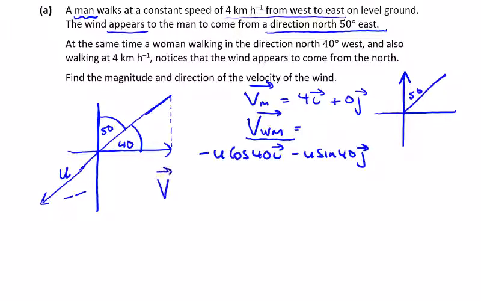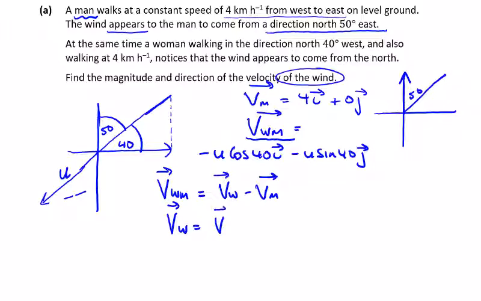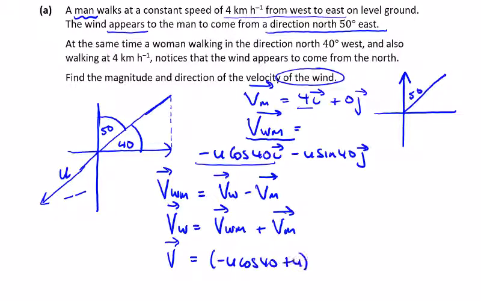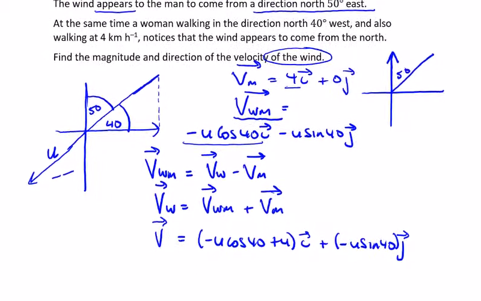We also know that the velocity of the wind relative to the man is equal to the velocity of the wind minus the velocity of the man. So the velocity of the wind, what we're looking for, if we bring the velocity of man to the left, is the velocity of the wind relative to the man plus the velocity of the man. So we have minus u cos 40 plus 4 in the I direction, and minus u sine 40 in the j direction for the velocity of the wind.